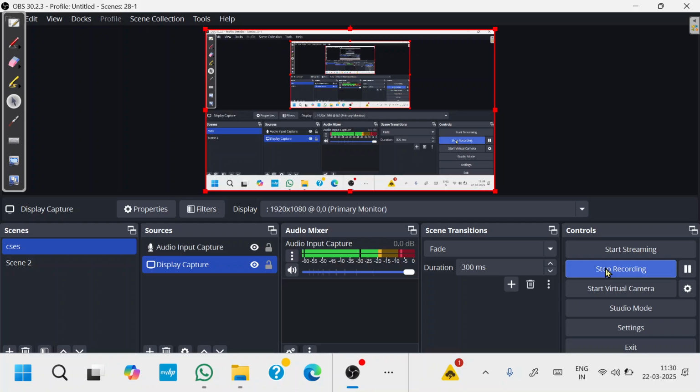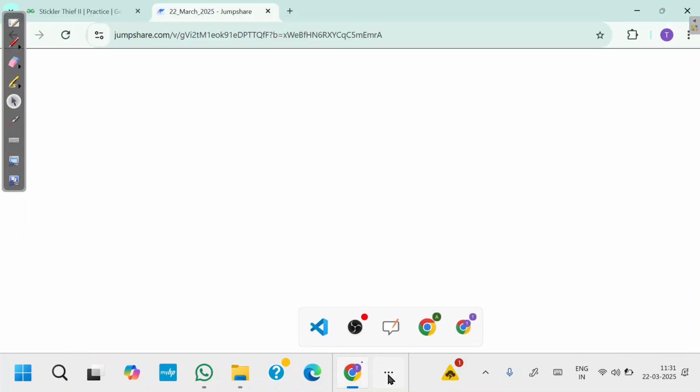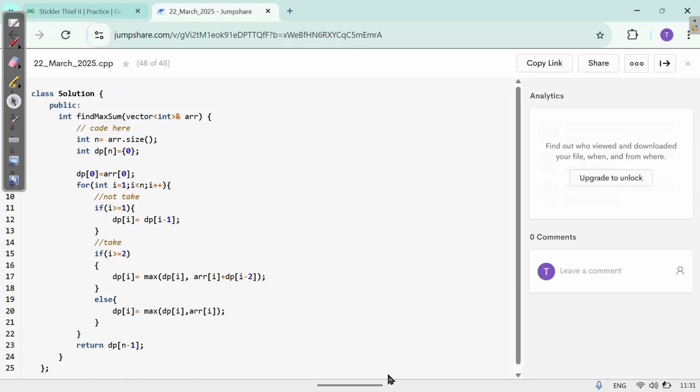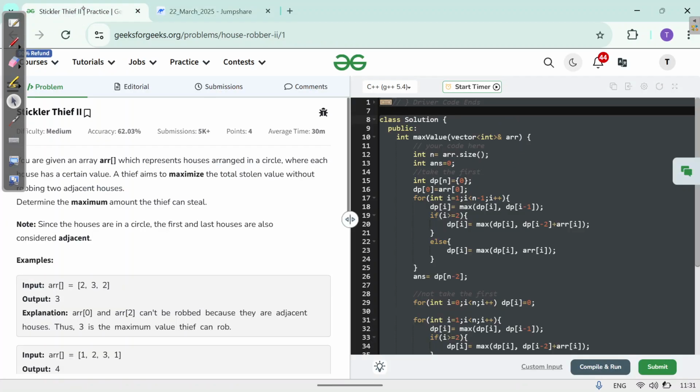Let's solve today's POTD. Today's POTD is the second version of yesterday's problem. That was Stickler Thief 1 and this is 2. We are given an array which represents houses arranged in a circle. Last time it was arranged in a line.